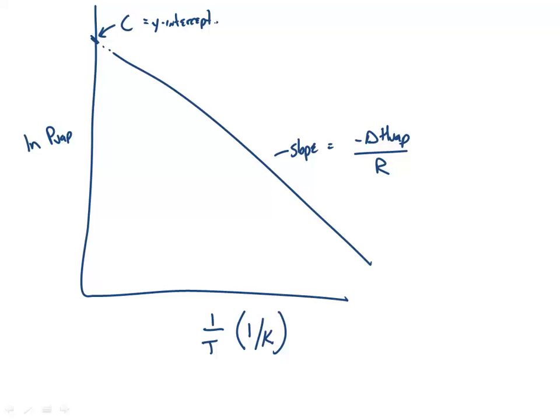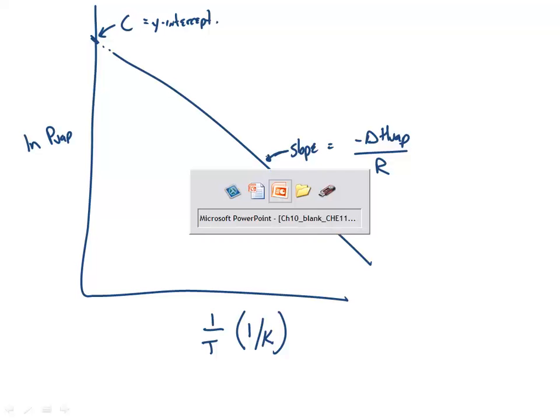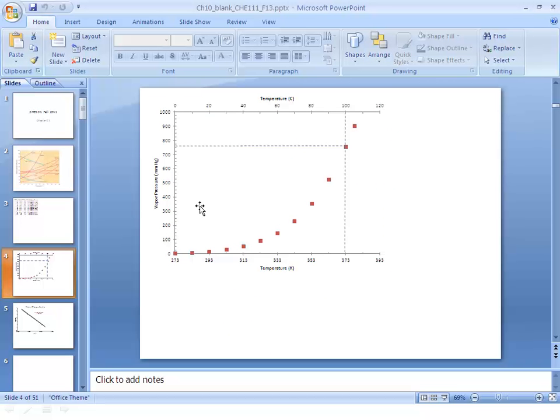And so one of the things that we can do is, simply by measuring the vapor pressure at a series of given temperatures, we can actually calculate that delta H of vaporization. So for instance, if we do a graph, which slide shows it in? Oh, here it is.